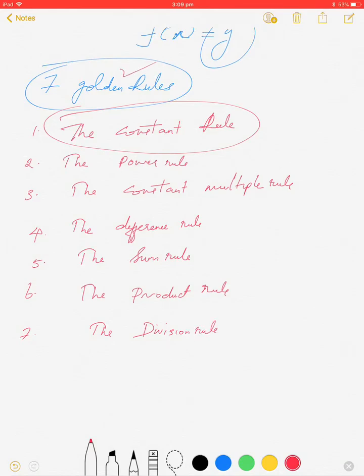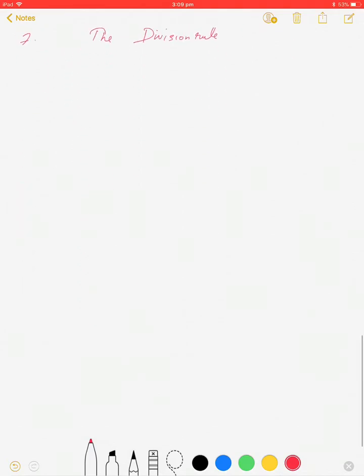Once we study these 7 golden rules, as I said before, you can master this mathematics, especially in differentiation. Okay, that's fine. So first we are going to the constant rule.